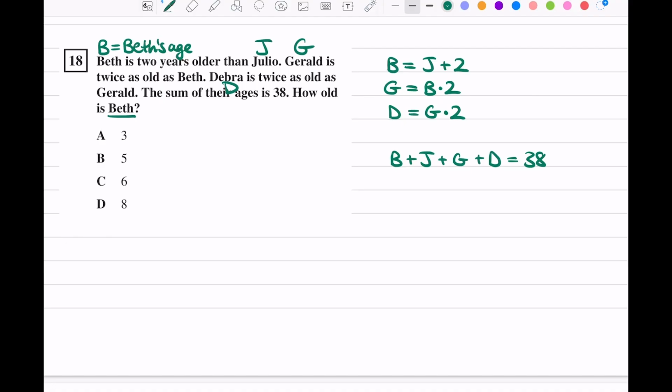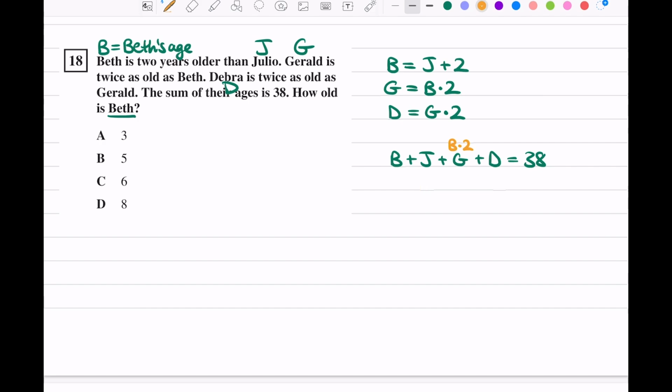So this is a bit of a puzzle, and the trick is to see that we can write each of these three variables in terms of b. So looking right here, g is equal to b times 2. So we can replace our g with b times 2. Similarly, if we can write our j and our d in terms of b, that means that this equation will only have b's, and then we can solve it.